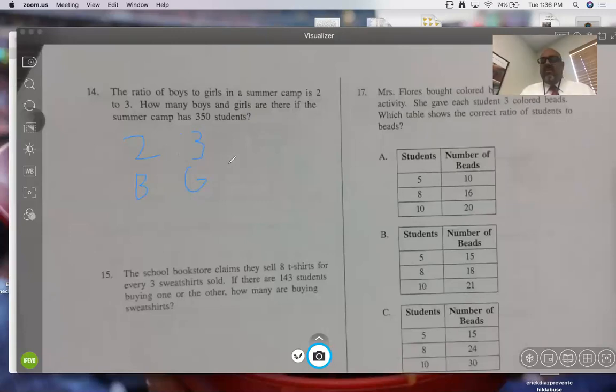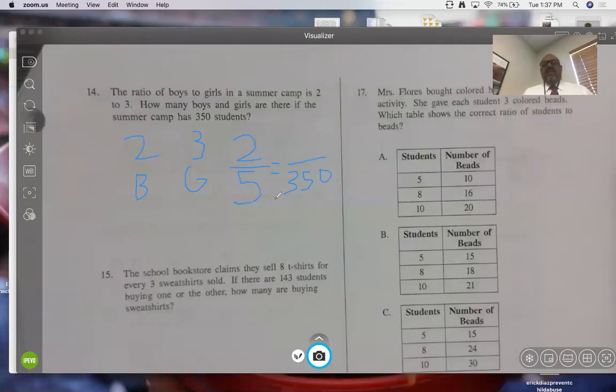Let's go ahead and do the boys first, okay? So the part's gonna be on the top. What is the whole of the number? The whole is basically everything, right? So 2 plus 3 is 5. So remember, the part is the 2 boys, and there's a total of 5 kids, right? And we know that that equals 350 students, okay?